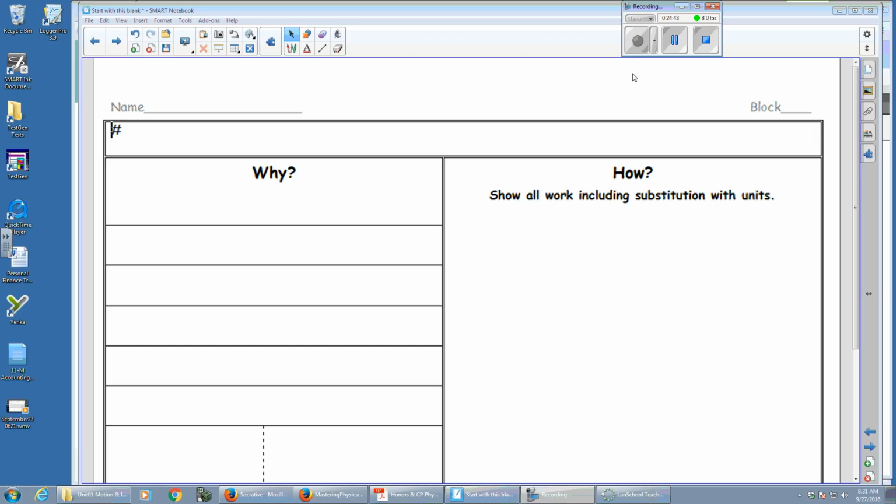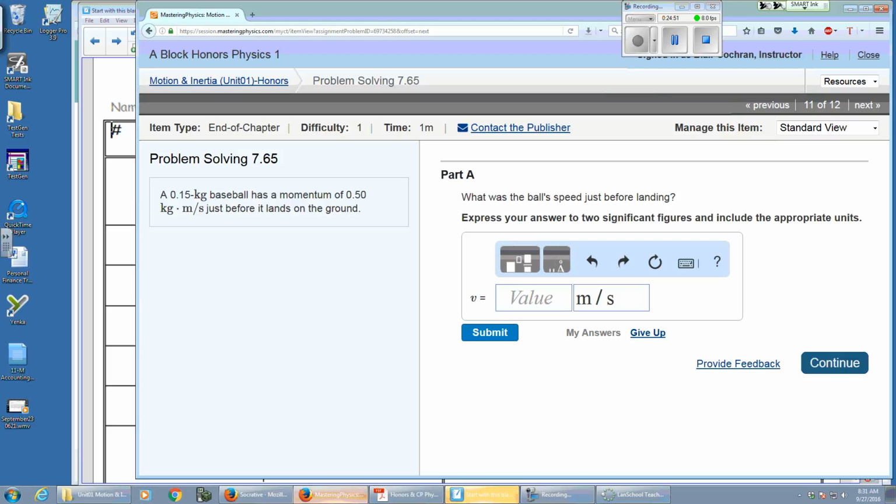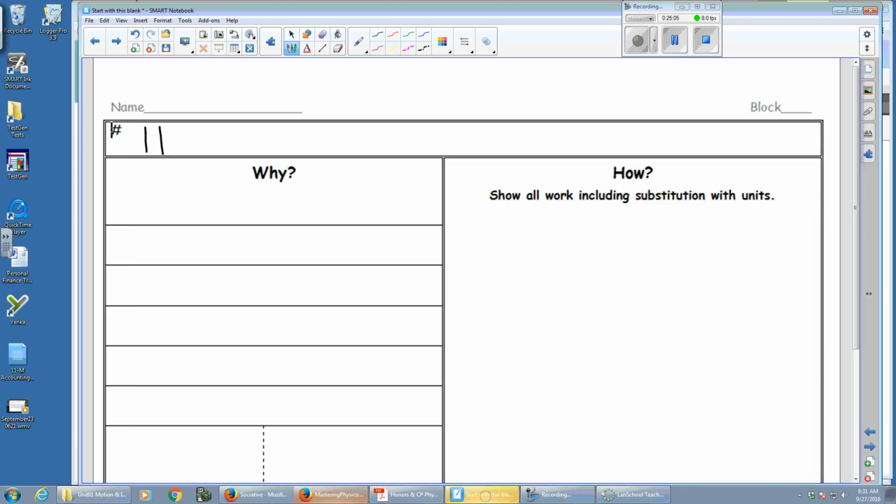All right, I'm going to do number 11. That's probably the last one we'll have a chance to do. Number 11, yep. So number 11 says a 0.15 kilogram baseball has a momentum of 0.50 kilogram meters per second, lands on the ground. And they want to know what's the ball's speed just before landing.